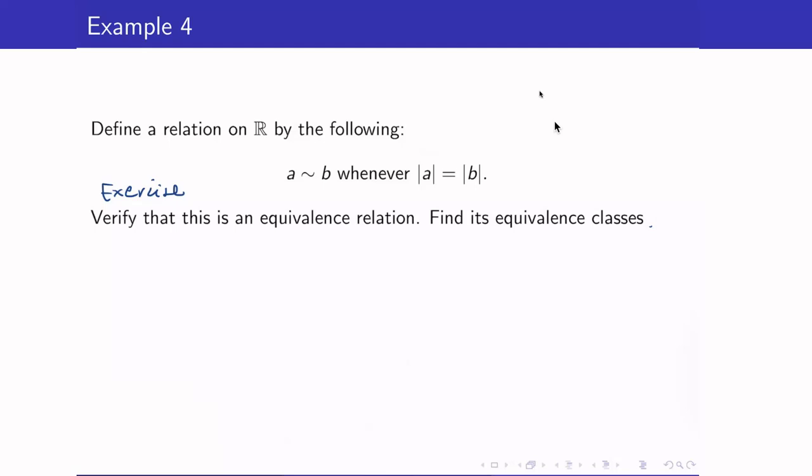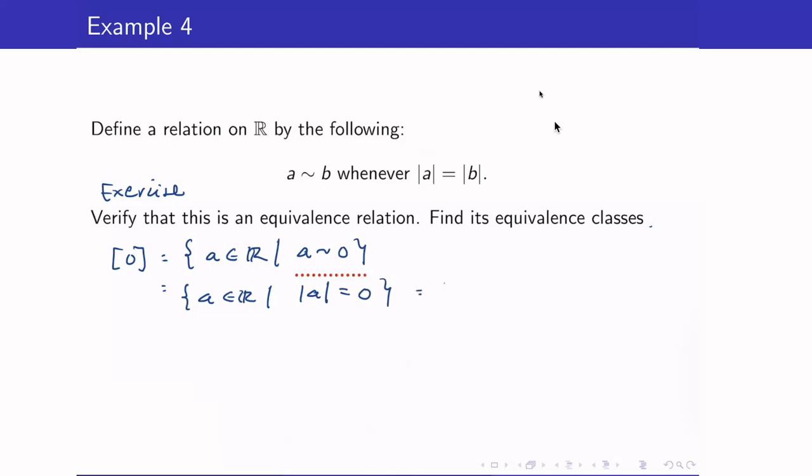So, just for you to have an idea, let's just check 0. What will be this one? This is the set of all A in R such that A is equivalent to 0, but this would mean that the absolute value of A is equal to the absolute value of 0, which is equal to 0. So therefore, this is just a set containing 0. What about 1?